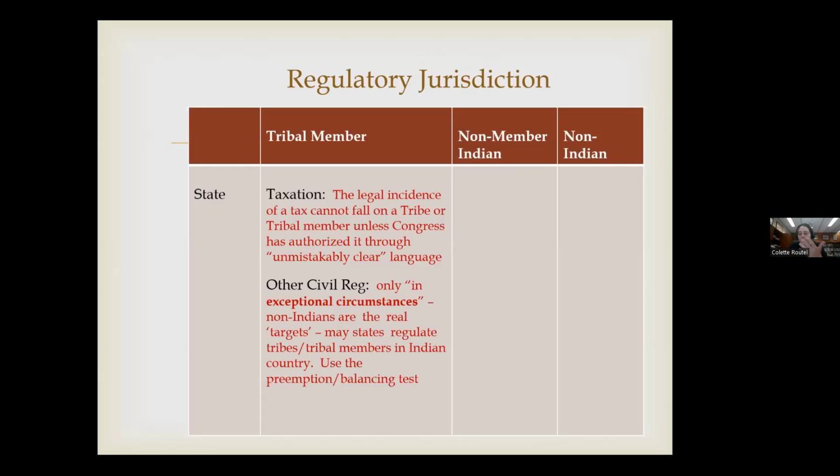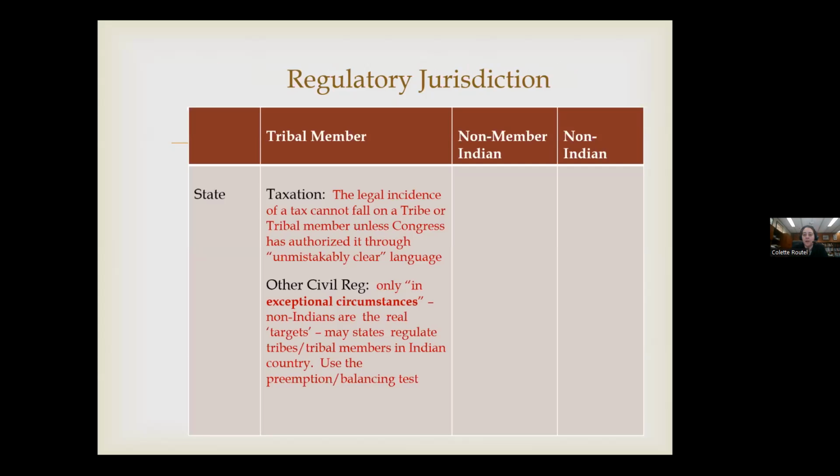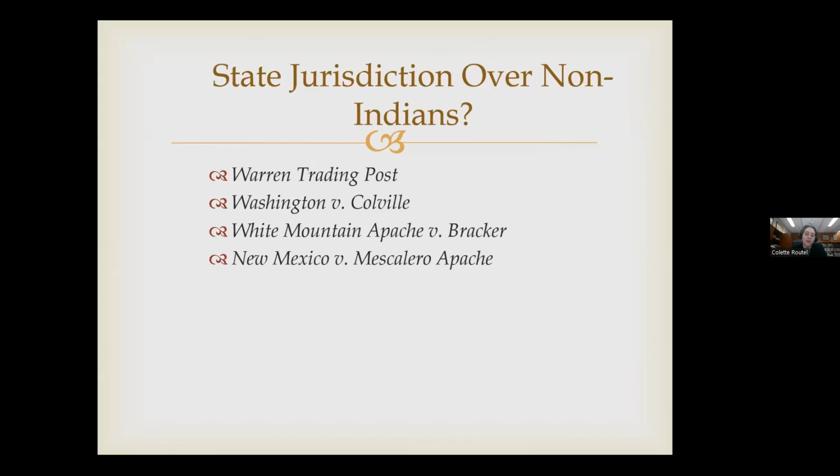And then you have to go through a pretty elaborate preemption balancing test that we'll talk about in a moment to figure out if the state has jurisdiction. For the most part, case law says states are not going to exercise civil regulatory jurisdiction over tribal members within Indian country. And so the fight really is over whether the state is going to exercise that jurisdiction over non-Indians. A lot of the litigation has been about taxation.